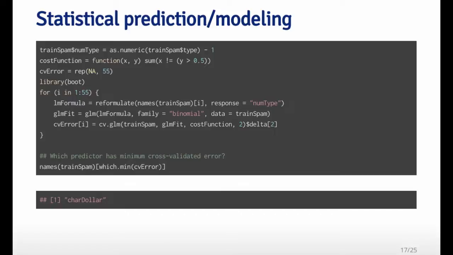And so if you run this loop in R, it may take a little bit to run, because it has to loop through all the variables to fit all the models. So once we've done this, we're going to try to figure out which of the individual variables has the minimum cross-validated error rate. And so we can just take this vector of results, this CV error, and figure out which one is the minimum. And it turns out that the predictor that has the minimum cross-validated error rate is this variable called char dollar, which is an indicator of the number of dollar signs in the email. So just keep in mind this is a very simple model. Each of these models that we fit only has a single predictor in it. And so of course we could think of something more complicated, but this may be an interesting place to start.